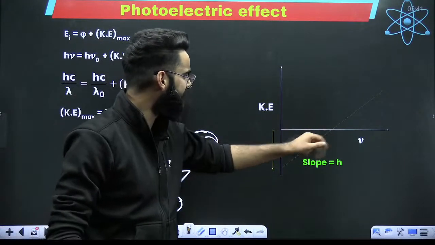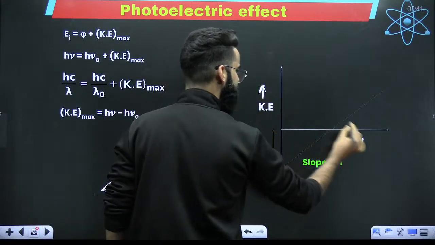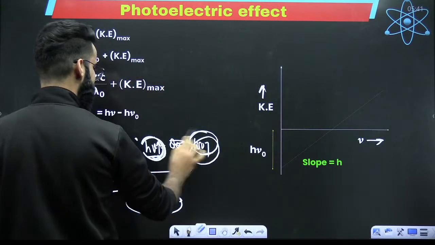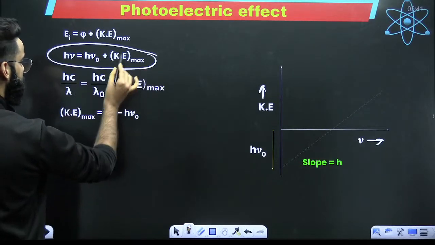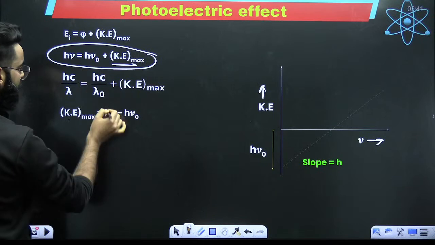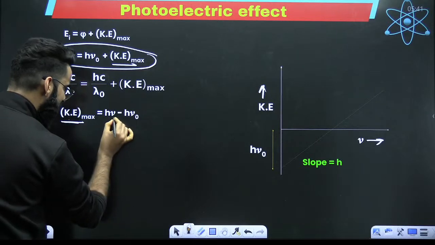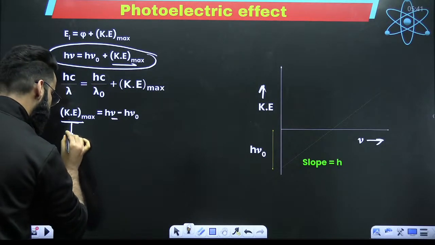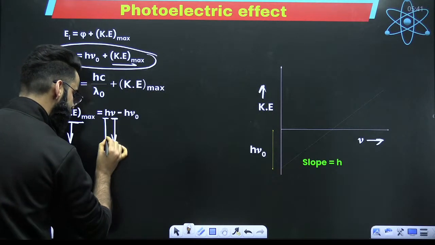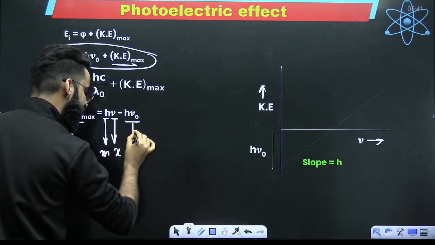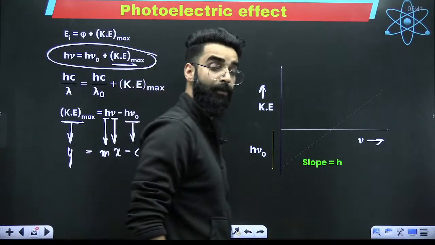Absolutely. Now let's make a graph between kinetic energy and frequency of the incident light. This is the kinetic energy of the photoelectron, and this is the frequency of the incident light. Now what will be the nature of the graph? See guys, from this equation, kinetic energy maximum is equal to h nu minus h nu naught. Agreed? Kinetic energy is plotted along the y-axis and frequency along the x-axis. This h is going to be your m, and this whole term is going to be your c. The sign here is minus. So y is equal to mx minus c.